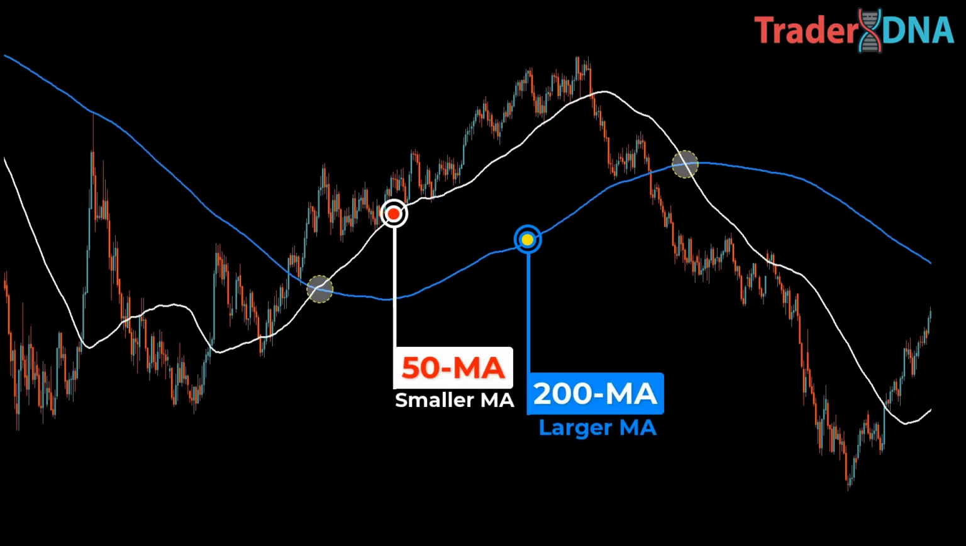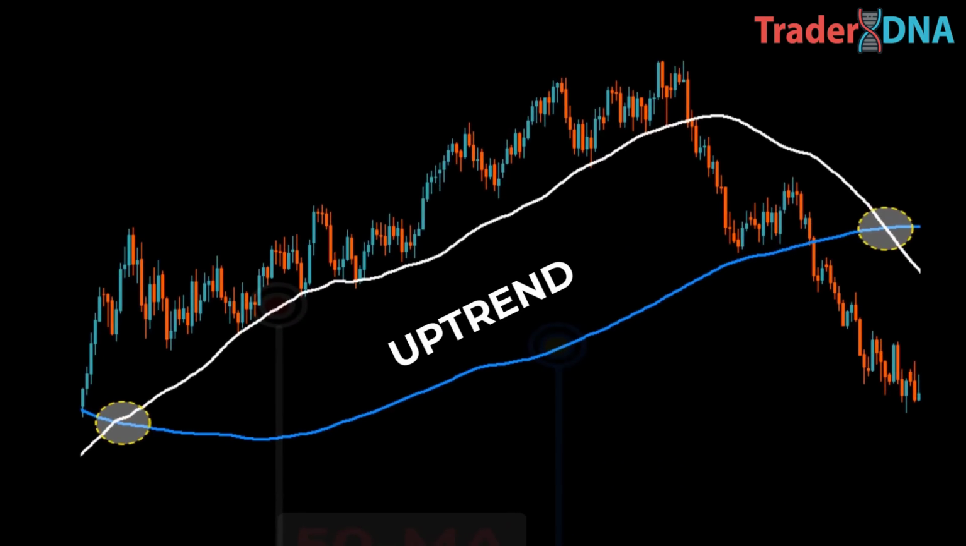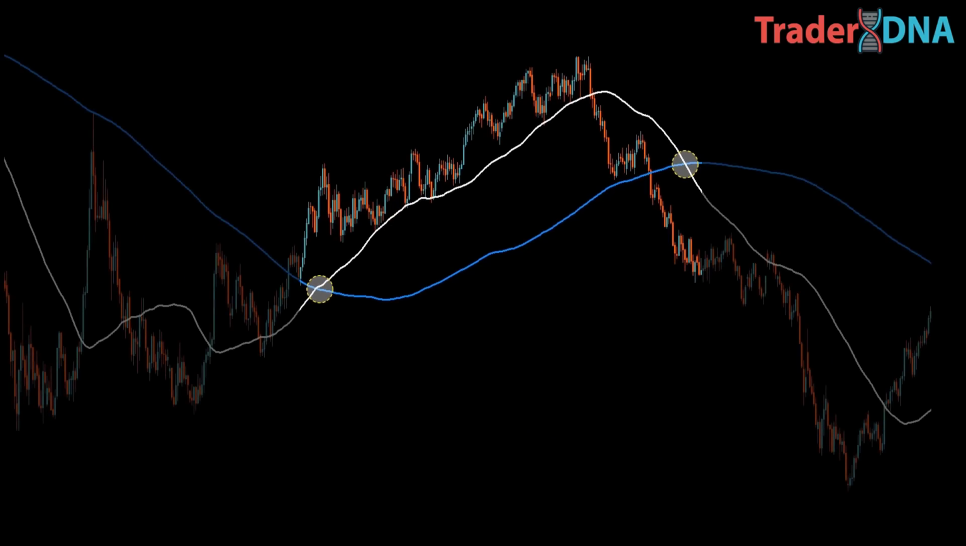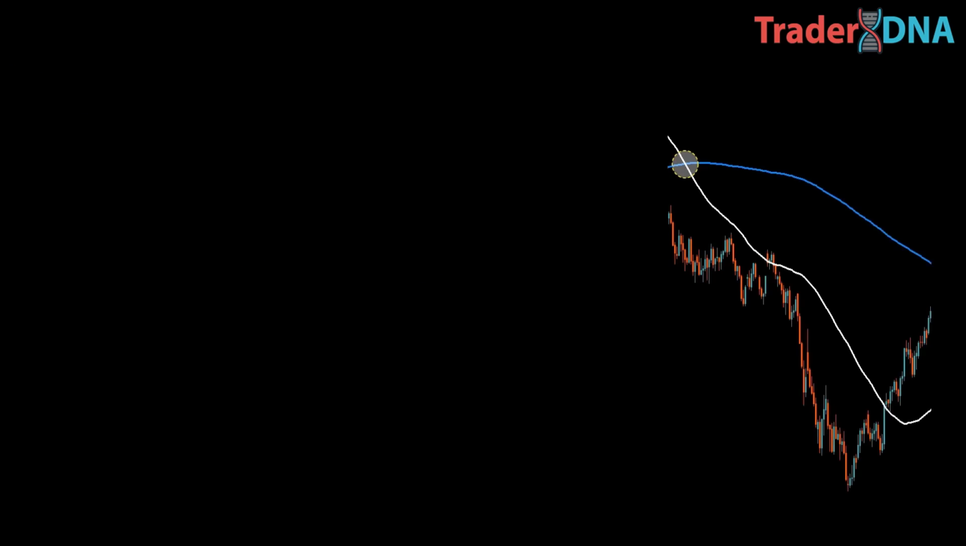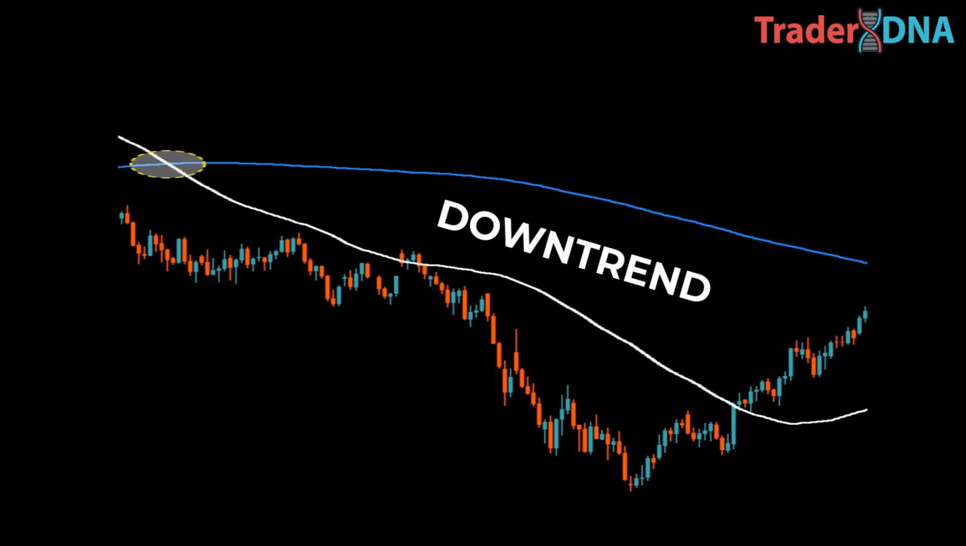moving average. When the smaller moving average is above the larger moving average, it indicates that the price is in an uptrend. In this case, we would focus on finding buying opportunities as the market is showing signs of upward momentum. On the flip side, when the smaller moving average is below the larger moving average, it signals that the price is in a downtrend. As logical traders, we would then look for selling opportunities during this time, aligning our trades with the overall downward trend.